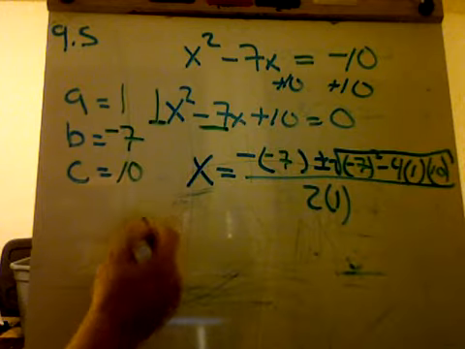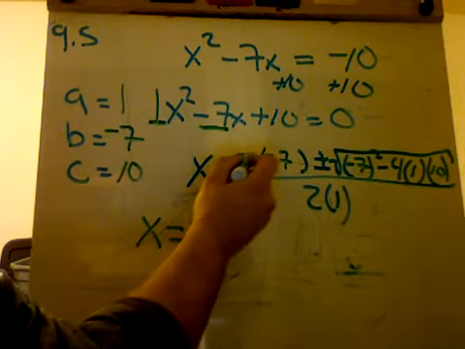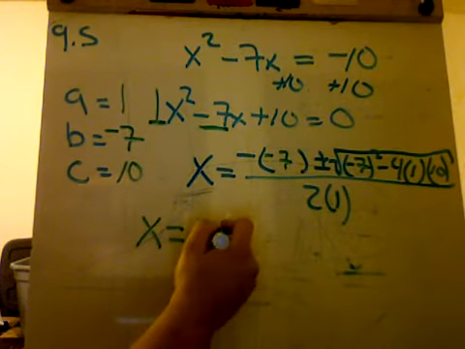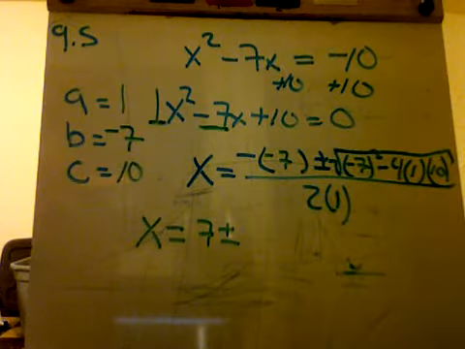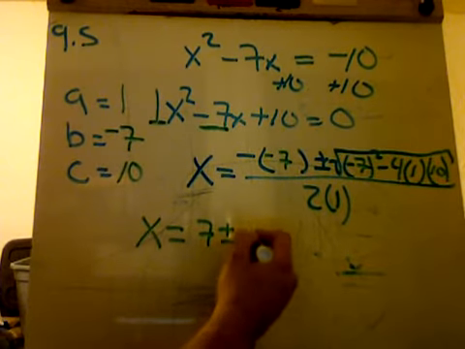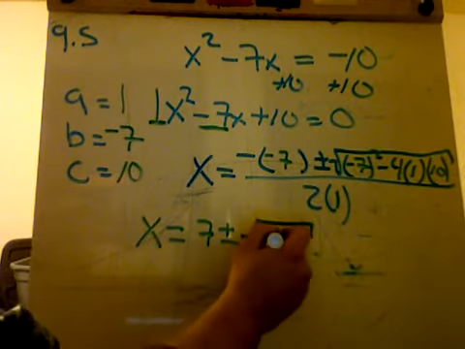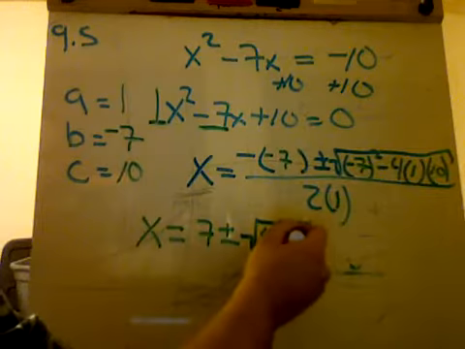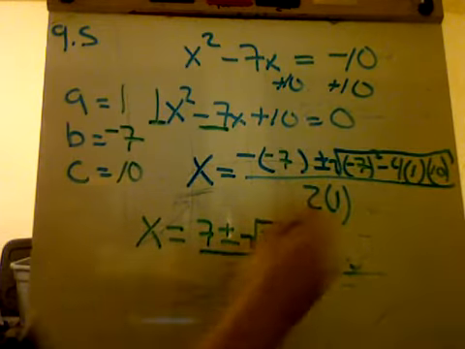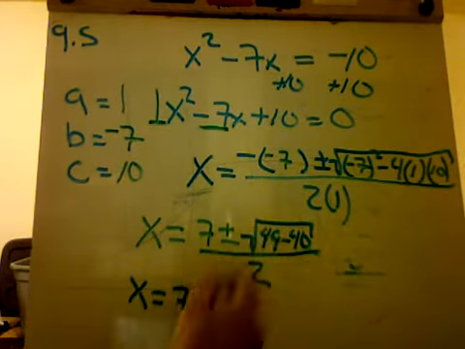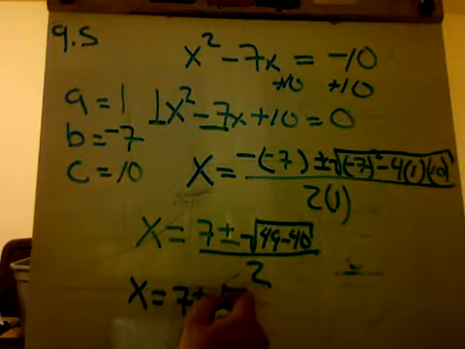Okay, so now, solve for x. Well, I've got a negative times a negative, which is positive, so this is a 7. Now this plus or minus here is just kind of a cheater way to remind us that we're taking the square root of a number. And whenever we take the square root of a number, there's a plus or minus component to that. So I take negative 7 squared, which is 49, and I'm subtracting 4 times 1 times 10, which is 40, all over 2. So x is going to be equal to 7 plus or minus the square root of 9 all over 2.